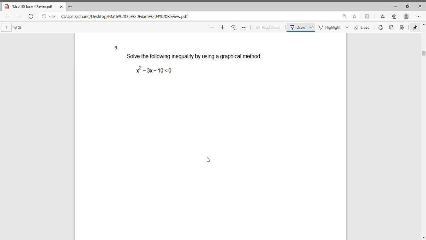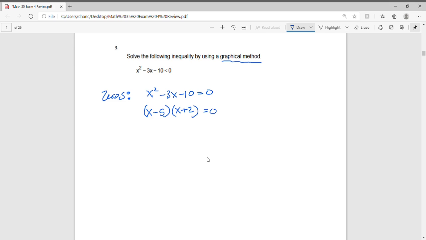Question 3. Let's solve the following inequality by using a graphical method. Let's consider x squared minus 3x minus 10 is less than 0. The first thing I want to do is to find the zeros of this quadratic function. I can set x squared minus 3x minus 10 equal to 0, and this allows me to factor this. This factors as (x minus 5)(x plus 2) equal to 0.